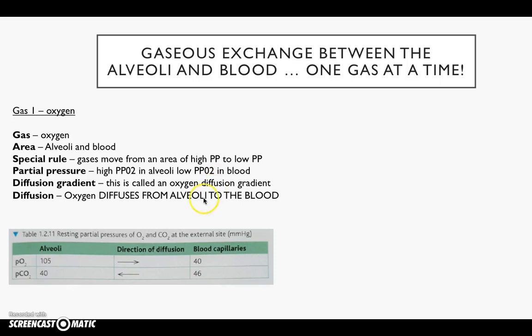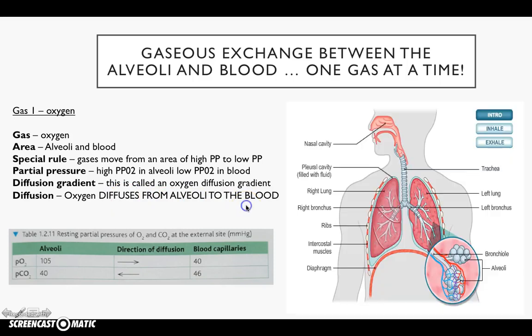low. This is called an oxygen diffusion gradient, because again, we're talking about oxygen, so all we need to do is put oxygen there. This is called an oxygen diffusion gradient. Oxygen diffuses from the alveoli to the blood, because we know this special rule: gases move from an area of high partial pressure to an area of low partial pressure. Therefore, if the partial pressure of oxygen is high in the alveoli and low in the blood, oxygen is going to diffuse from the alveoli to the blood. So that is the notes I want you to get down on oxygen. We do one gas at a time.